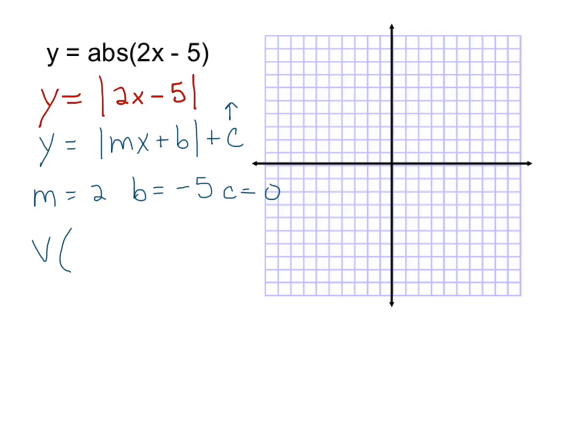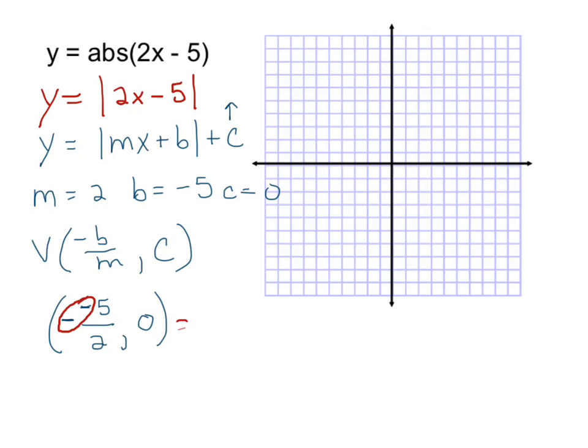Next, I'd use the formula for finding the vertex, -b over m, c. I'd plug in my numbers. I've got the opposite of b, which is already a -5, over m, which is 2, and c is 0. So notice, pay special attention, we want the opposite of what b is, so it's a negative of a negative. So our vertex is at 5/2, 0.